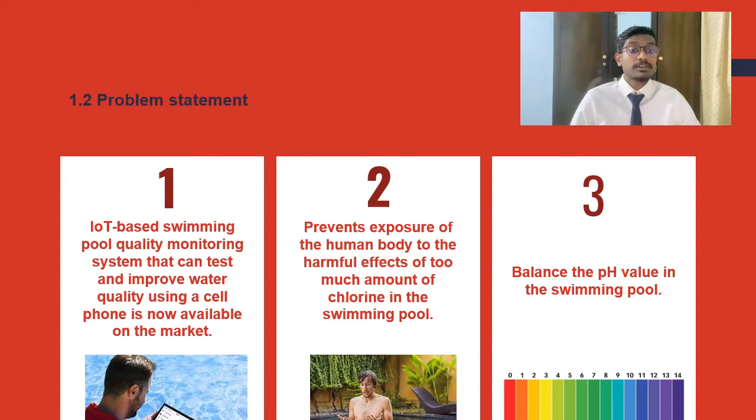The second one is to prevent exposure of the human body to the harmful effects of too much chlorine in the swimming pool. As I said just now, it can cause harmful diseases such as eye irritations, skin diseases, and it will also affect our breathing system. The third one is to balance the pH value in the swimming pool. It must not be too acidic and must be neutral.